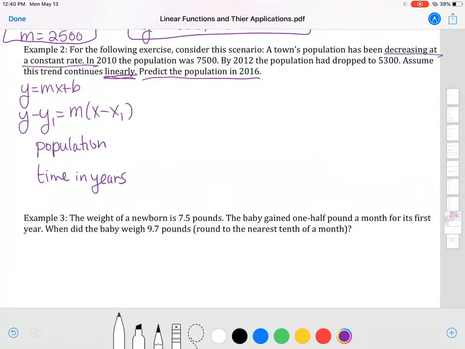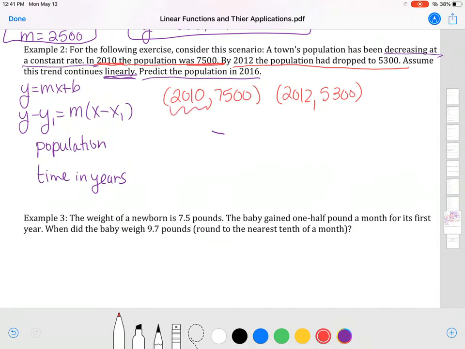So, if you also notice, they give us some information here. In 2010, the population was 7,500. So I'm going to pair those up. And then I'm also going to pair up in 2012, the population was 5,300. Because of the way that I'm writing down my ordered pair, I'm going to identify the year as x and the population as y. So I'll call this x1, y1, x2, y2. So that means my years is going to be x, and my population is going to be y.